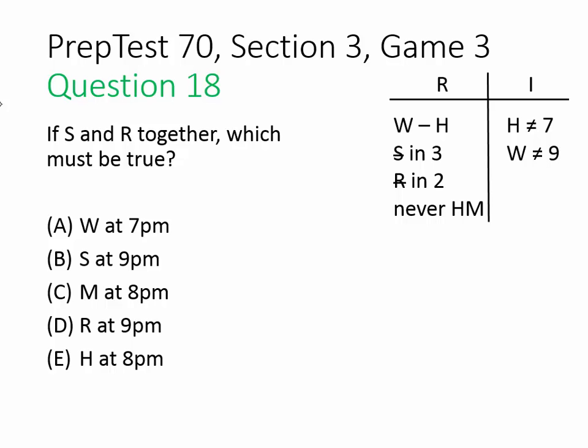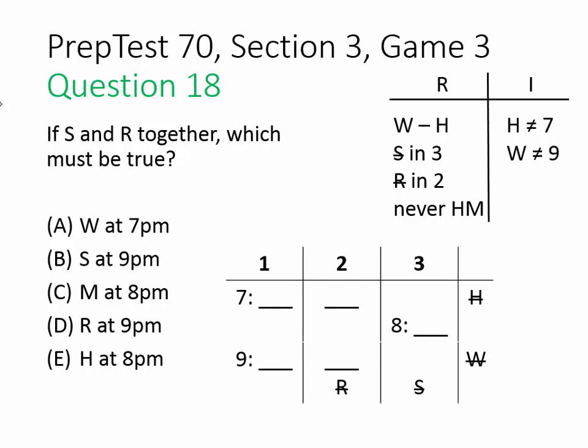Prep Test 70, game number 3, question 18 asks us, if S and R are shown on the same screen together, which of the following must be true? So we'll bring up our chart here, our diagram, and we'll notice right off the bat that R can't be in screen 2 and S can't be on screen 3. Therefore, S and R, if together, must be on screen 1.